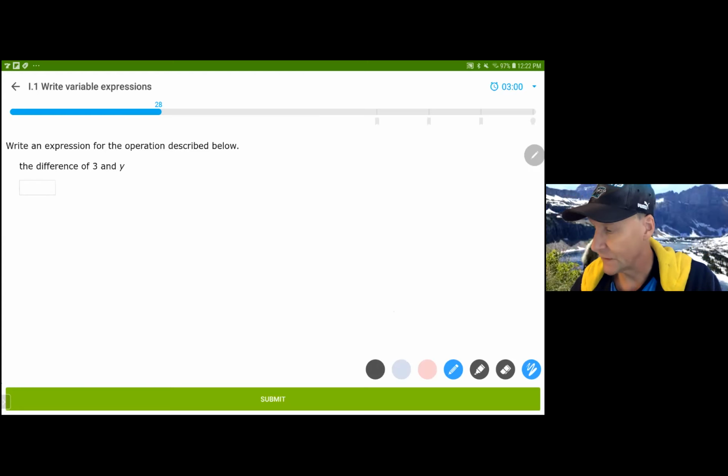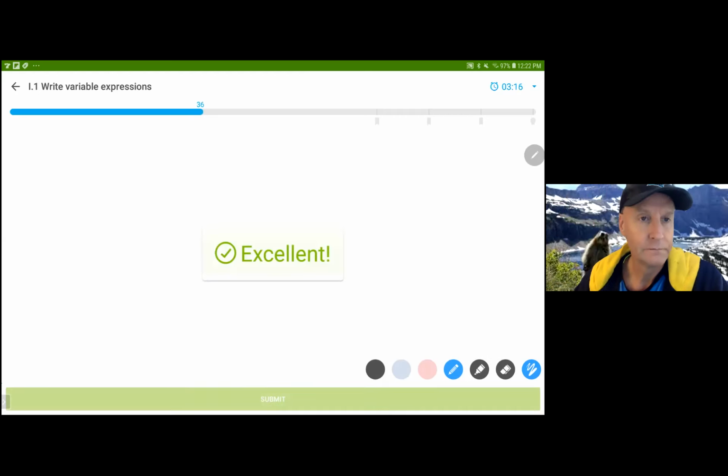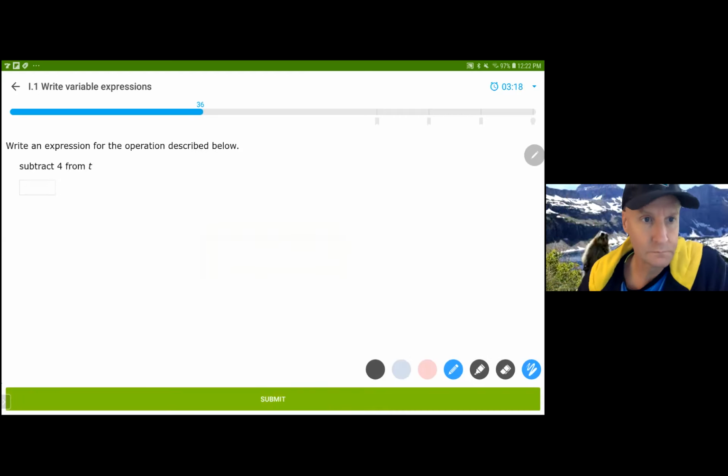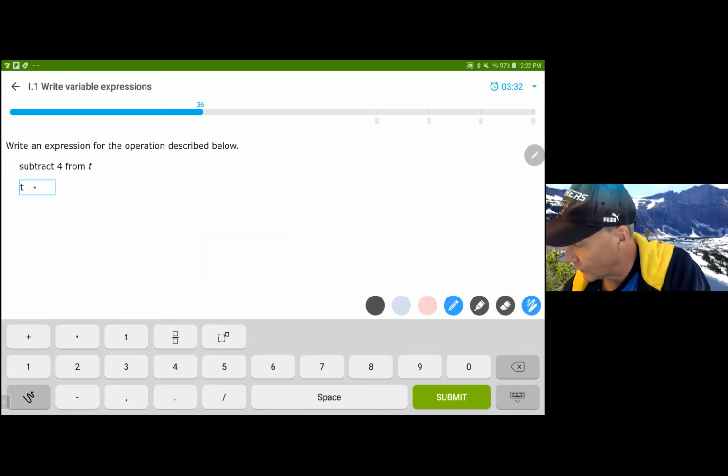The difference of 3 and Y. The 'and' indicates where the operation goes, and the difference tells you that it's subtraction, so it's 3 minus Y. Subtract 4 from T. This is a very common mistake. A lot of students get this backwards. You're supposed to take 4 away from T. So you're taking the T and subtracting 4 from it.